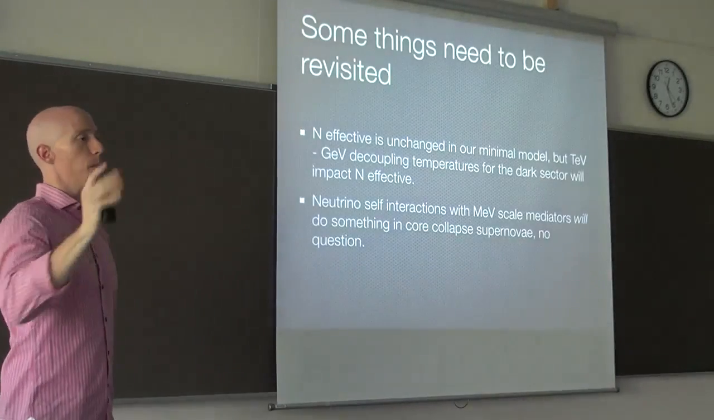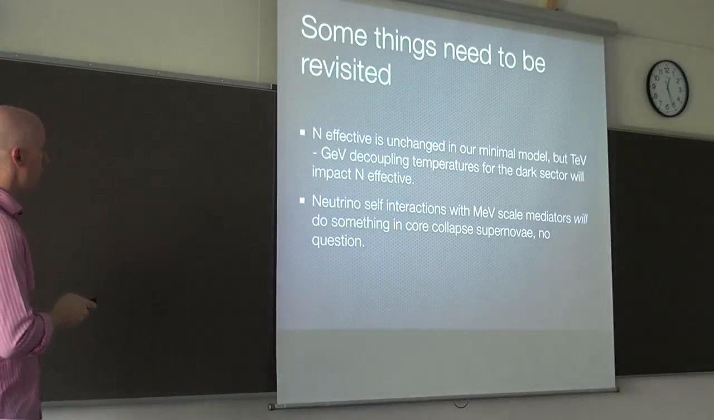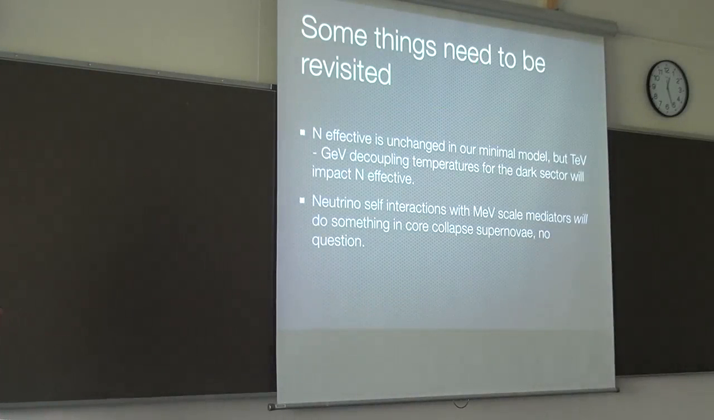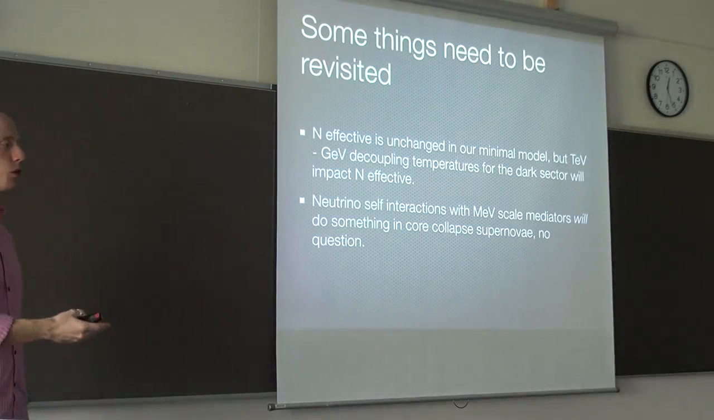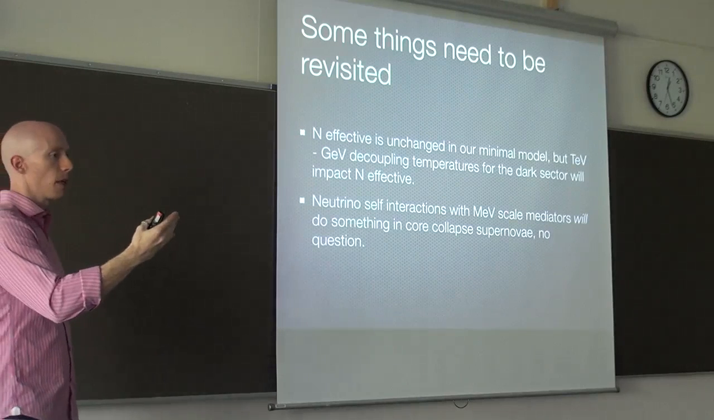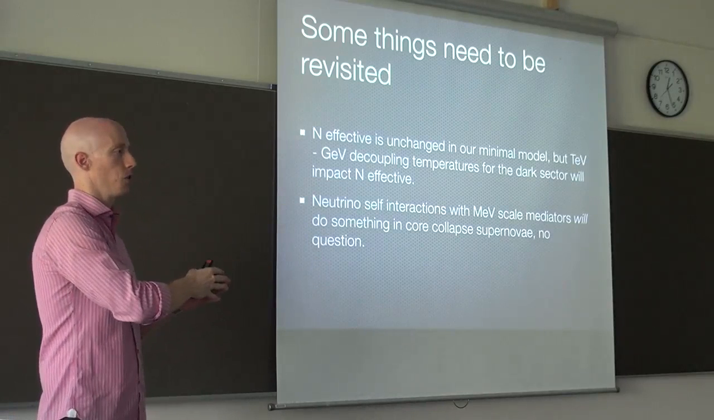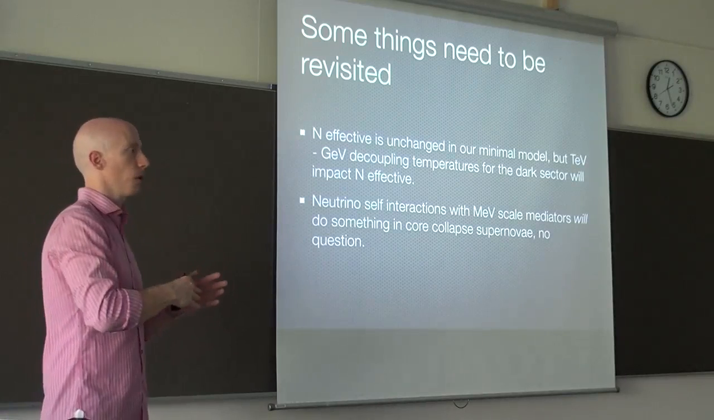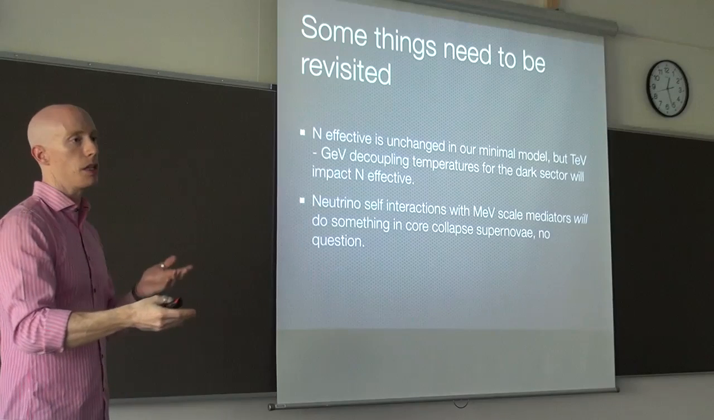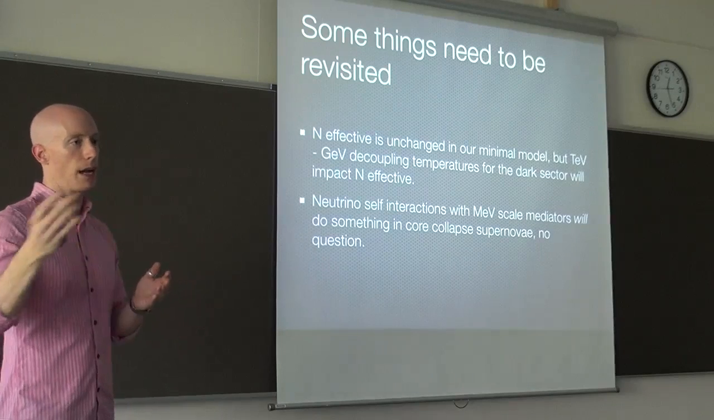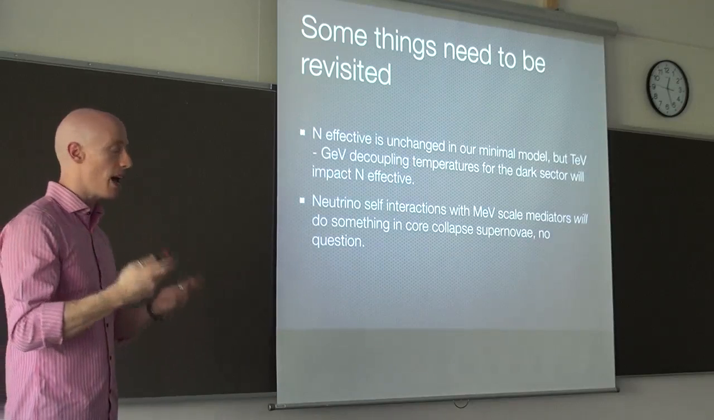So some things do need to be revisited. This isn't perfect. N effective is unchanged in this minimal model, but there's no hint from what we've done so far about what the transition energy is between the neutrinos having no interaction with the sterile sector and decoupling from that, beginning to scatter with active states and sterile states with masses.